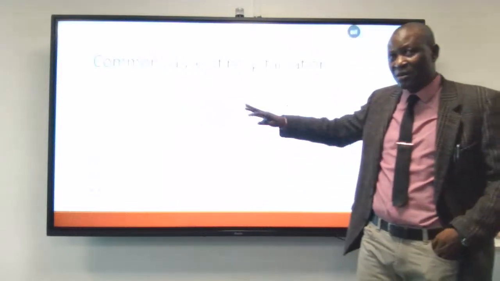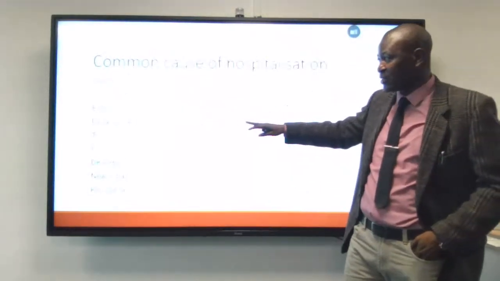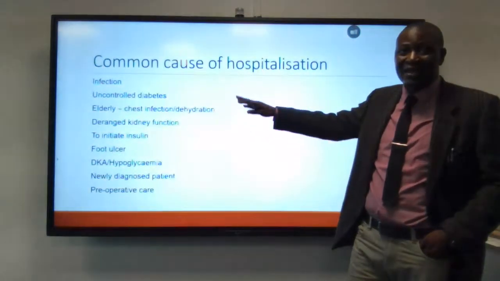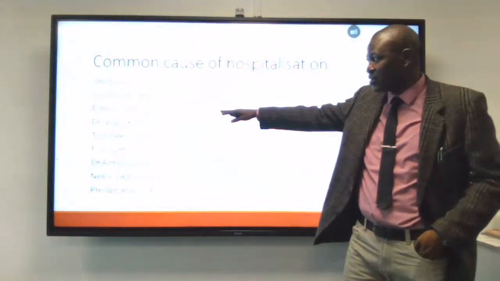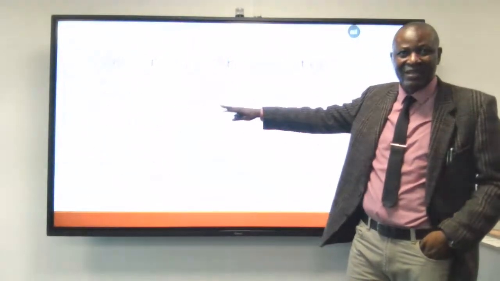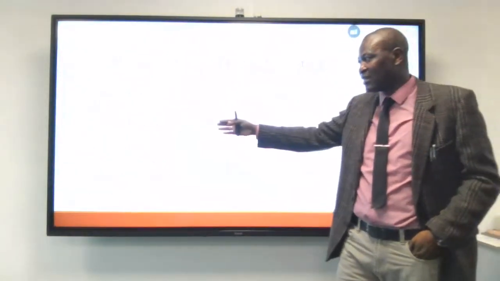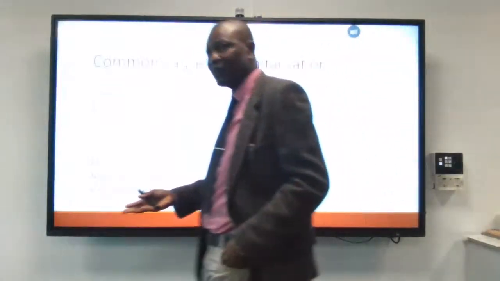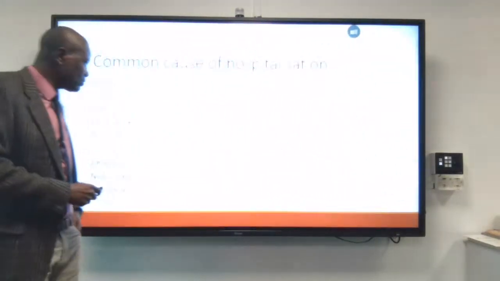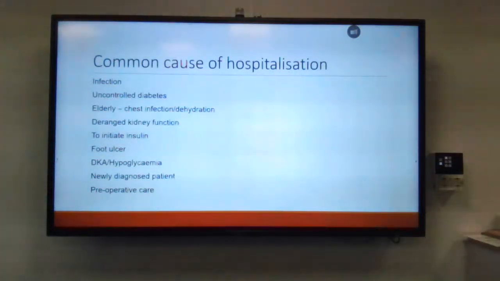Uncontrolled diabetes, which can be due to lack of knowledge or whatever, particularly in the elderly. They come with dehydration, chest infection, deranged kidney function. Obviously, that will have implications for the drug if there is a problem with the kidney. Occasionally, some people will come to the hospital to start insulin, so you can gauge the appropriate dosage for them.